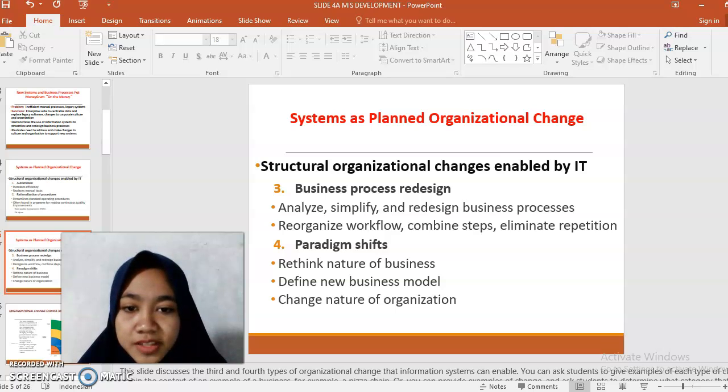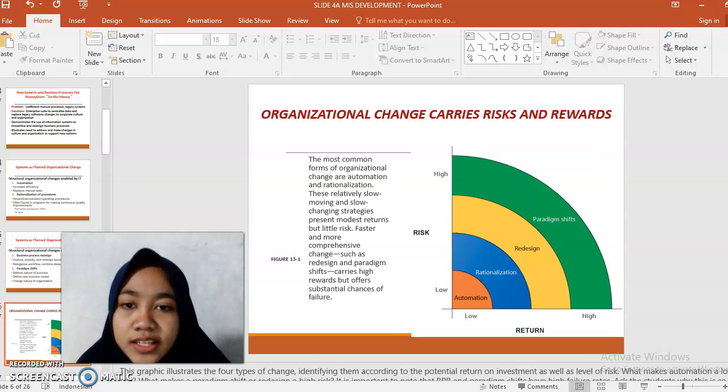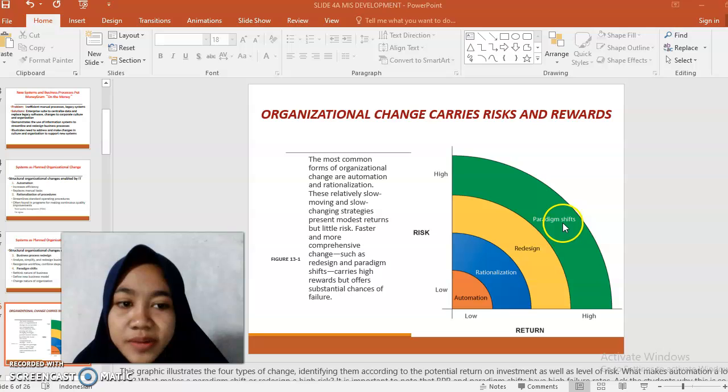4. Paradigm shift: rethink the nature of business and define a new business model; change the nature of the organization. In this organizational change, there is career risk and reward. The four kinds are automation, rationalization, redesign, and paradigm shift.